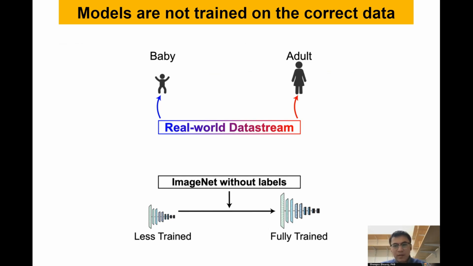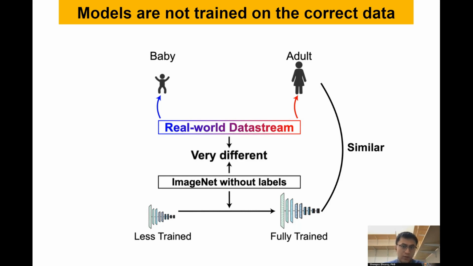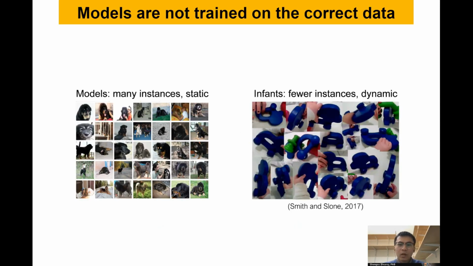So what I mean by this is that in the previous project, the models might be similar to the adult representations, but they are still trained on a data set that's very different from what children actually receive during their development. Just to remind you how different they are, models see the same instances and the static images, while infants see fewer instances and are dynamic.